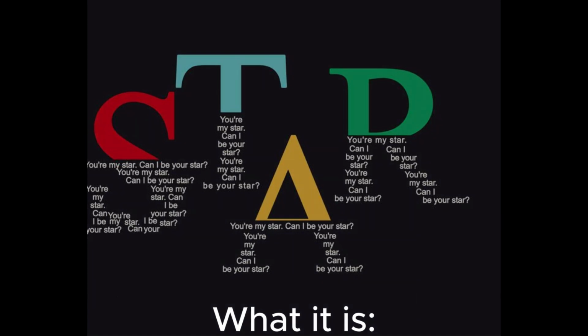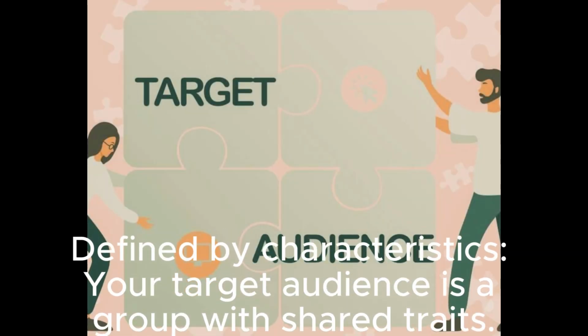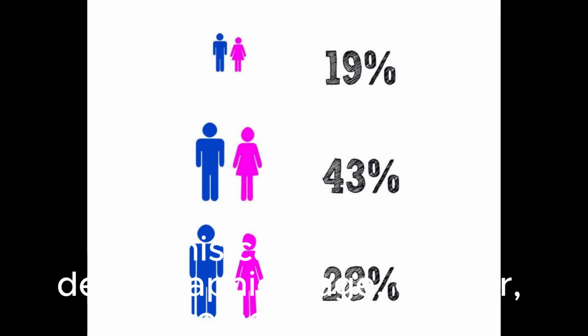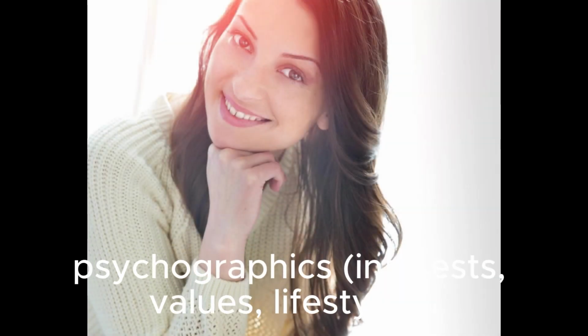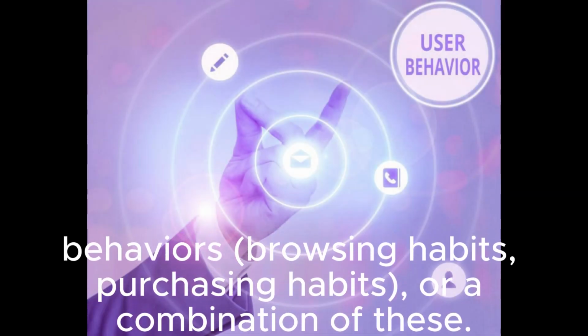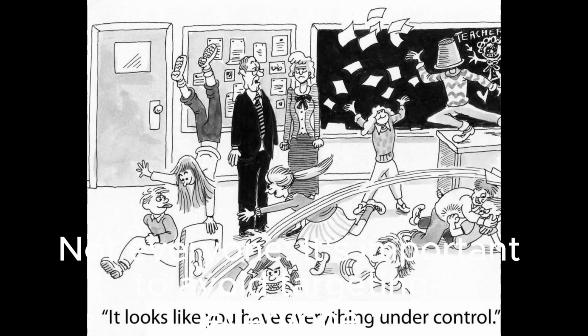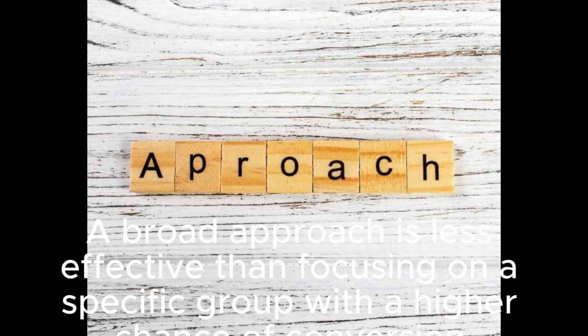What it is. Defined by characteristics, your target audience is a group with shared traits. This can include demographics, age, gender, income, location, psychographics, interests, values, lifestyles, behaviors, browsing habits, purchasing habits, or a combination of these. Not everyone. It's important to avoid targeting everyone. A broad approach is less effective than focusing on a specific group with a higher chance of conversion.